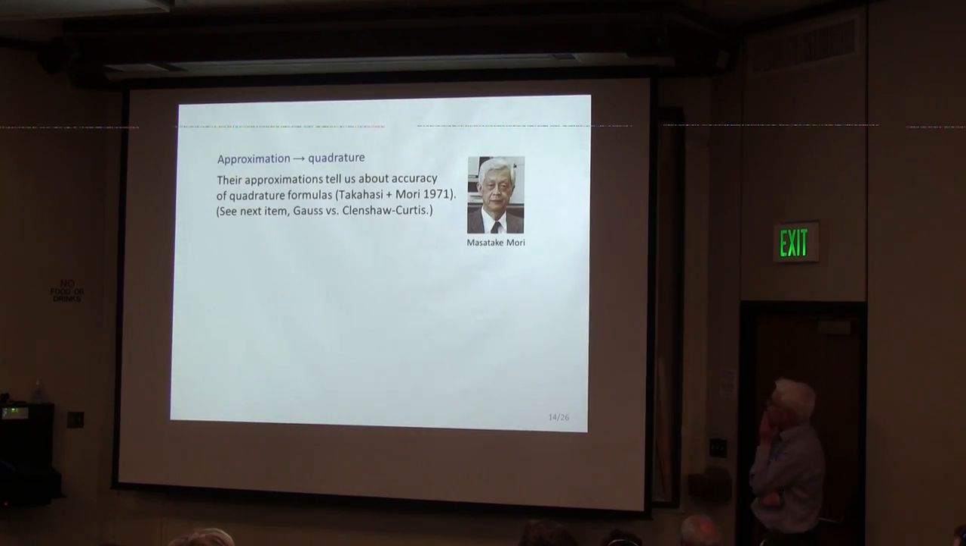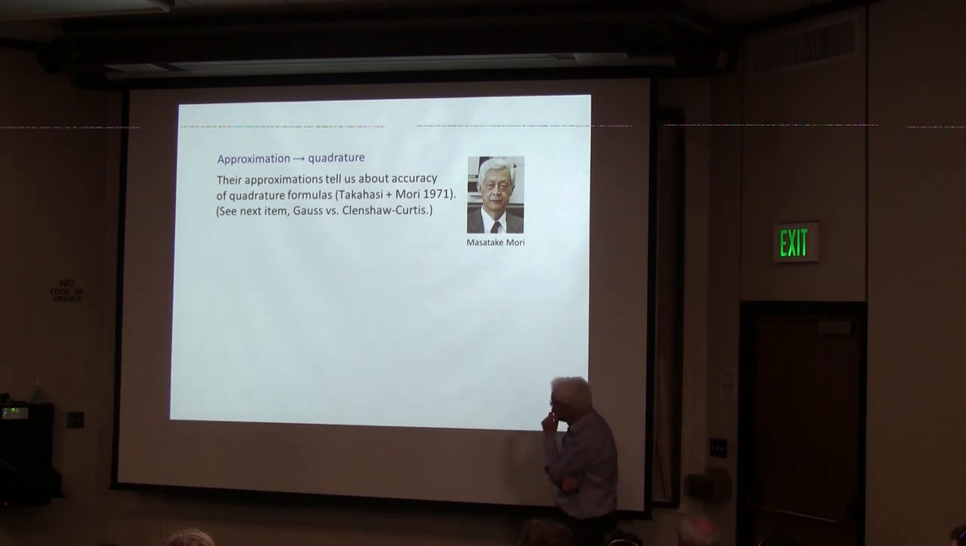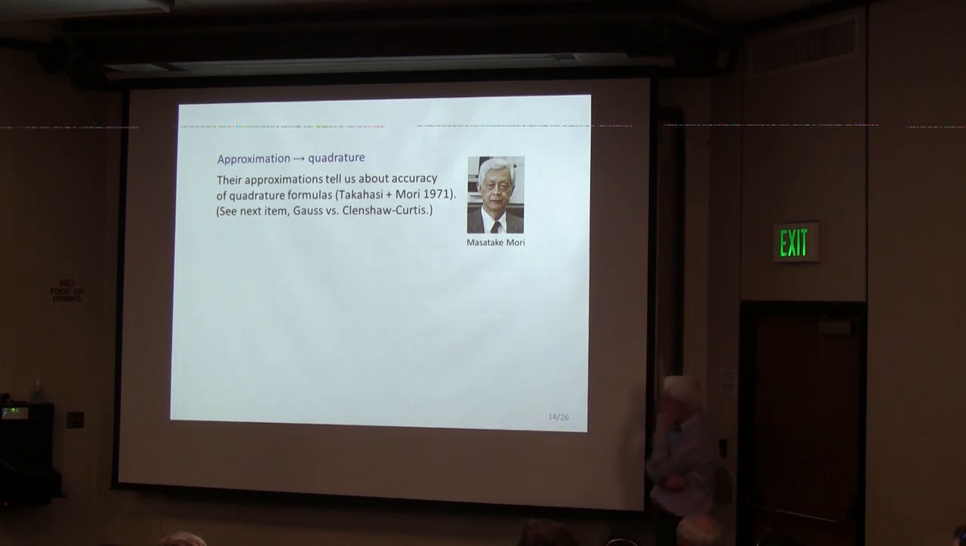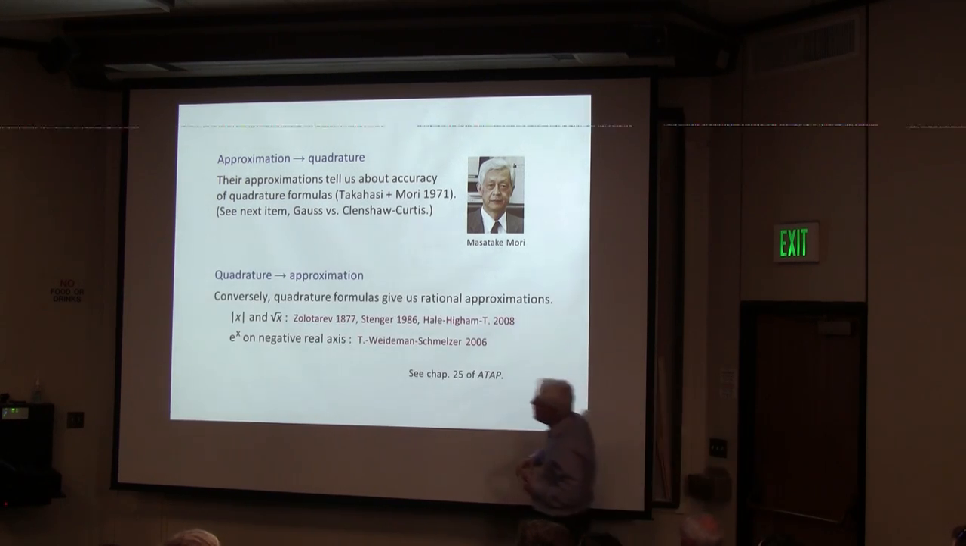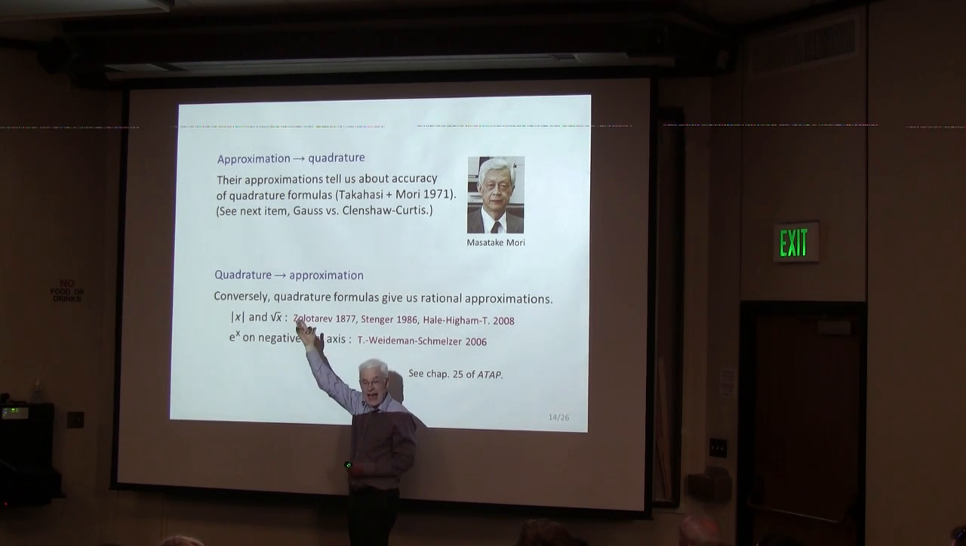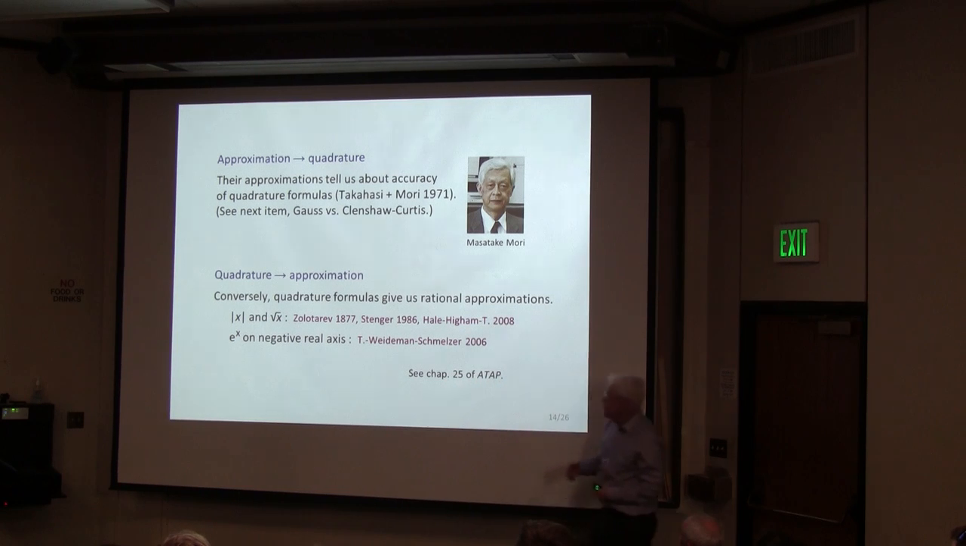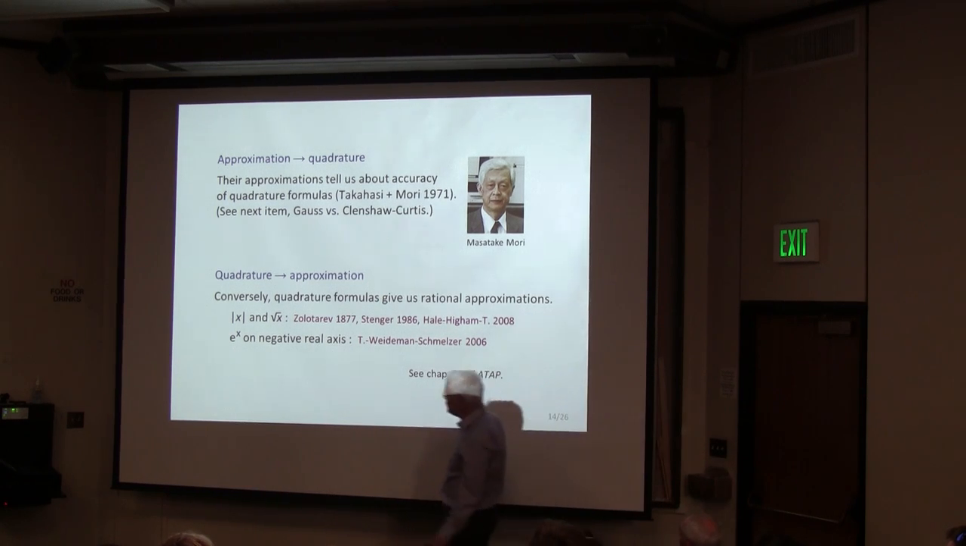So I mentioned Moore and Takahashi. They used this connection between quadrature formulas and integrals to analyze the accuracy of quadrature formulas, which is sort of the way Gauss would have solved the problem. You can also go the other direction. Suppose you have a quadrature formula, you can use it to back out a rational approximation. So in fact, this is a good way to find rational approximations to functions. Do quadrature, figure out what rational functions say.